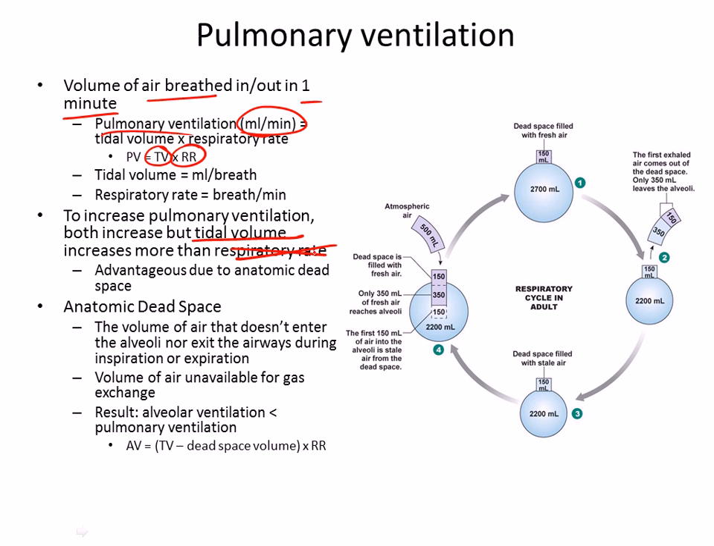And the reason for that is because of the structures of the lungs. All right? What we have is an area of dead space. Can you guys see okay over there?